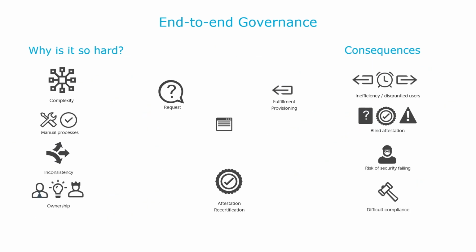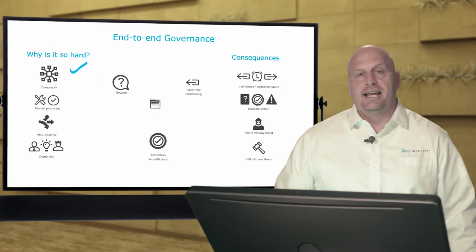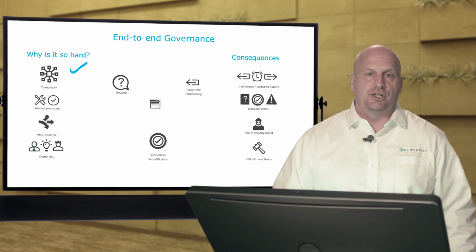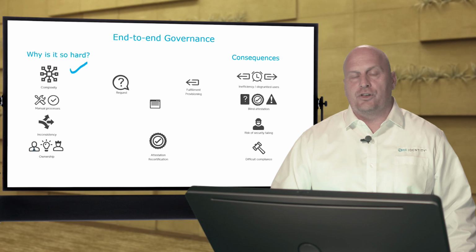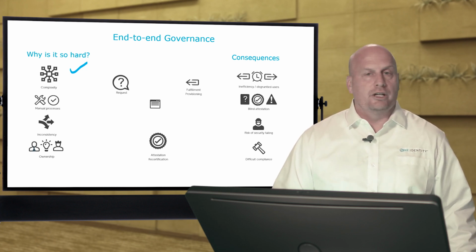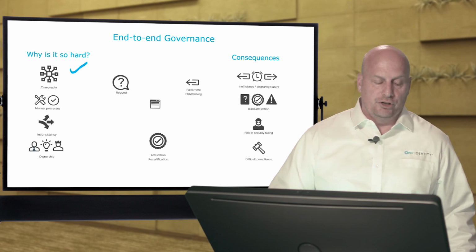So why is governance so hard? And we all know the reasons, but let's quickly review. First off is complexity. As you grow, as new systems and applications come online, as you add cloud things, as you acquire a company and add another population of users and another network, things become more complex. That means it's harder to do what you need to do.